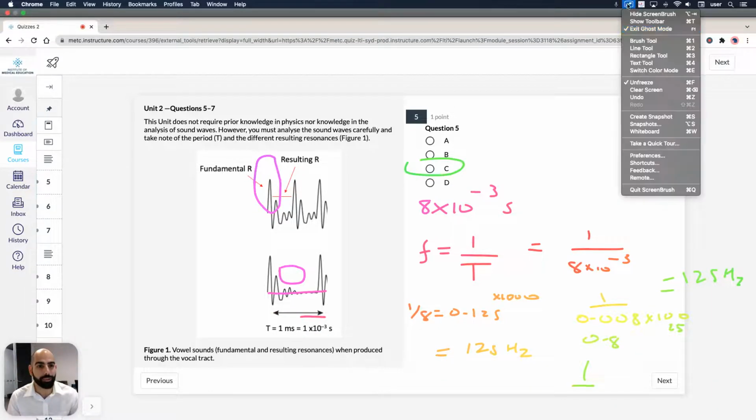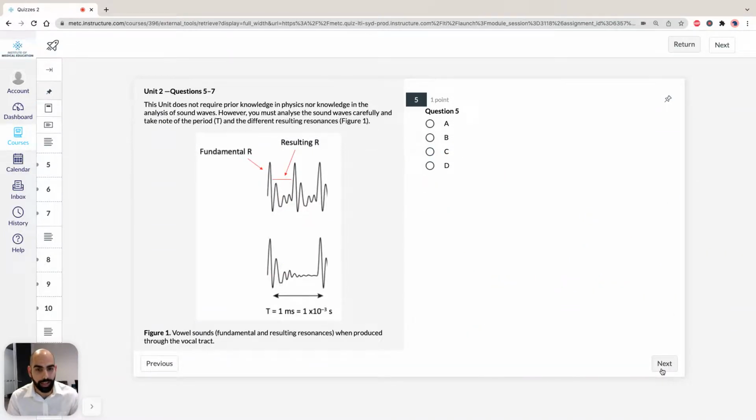If we move on now to question 6, it asks, compared with a long vocal tract length, for a short vocal tract length, what do we have? So let's have a look at the long and the short. For the long and short vocal tract lengths, we see that the periods, so the t values, are the same.